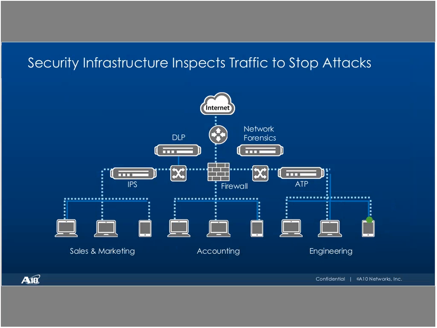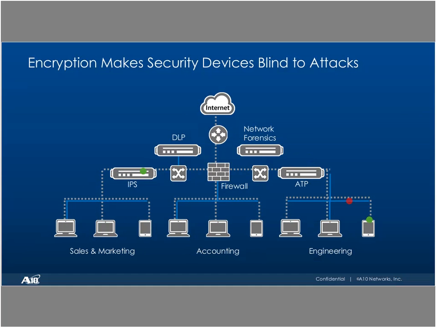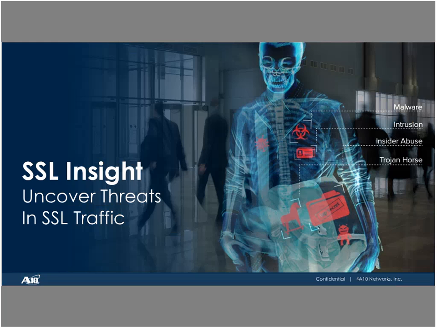So just to put this in perspective, this is a diagram of a network with different products, like intrusion prevention products that can detect and stop attacks. Now that same network with encrypted traffic will allow attacks to pass by, because all of the different products in the network, the firewalls, the network forensics, the advanced threat protection products, cannot detect the threats. So what can you do about it?